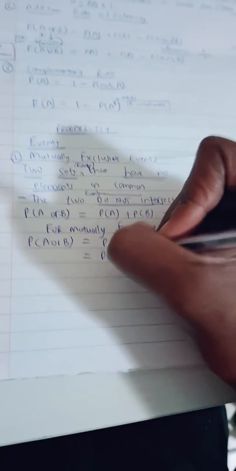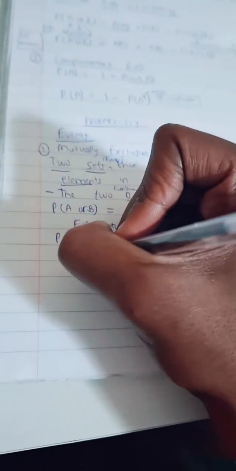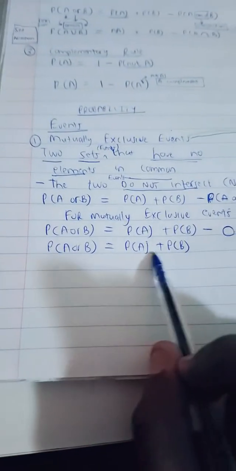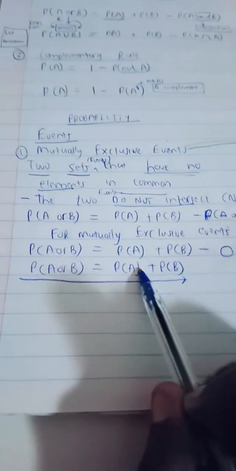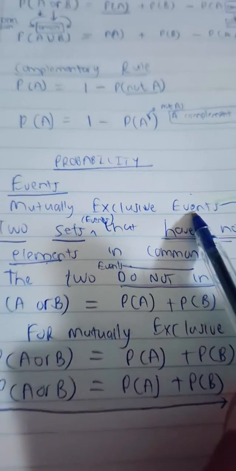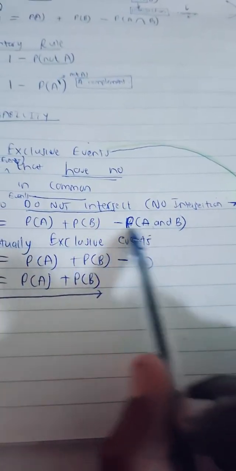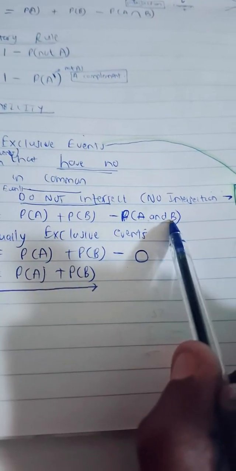So the formula of the addition rule is simply P(A) plus P(B). P(A or B) is equal to P(A) plus P(B) for mutually exclusive events. So the minute you hear this word, understand that your addition rule gets affected at the intersection.